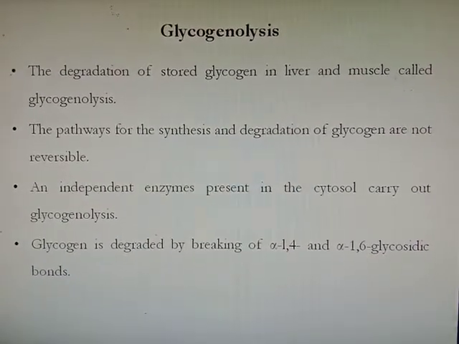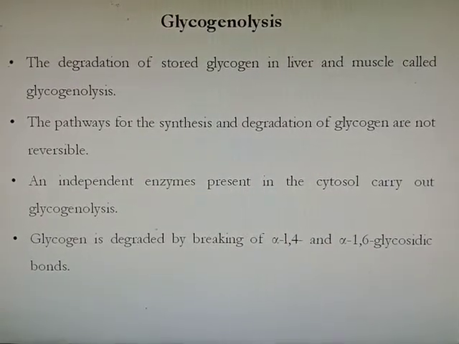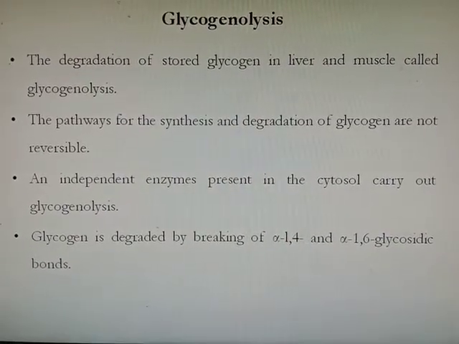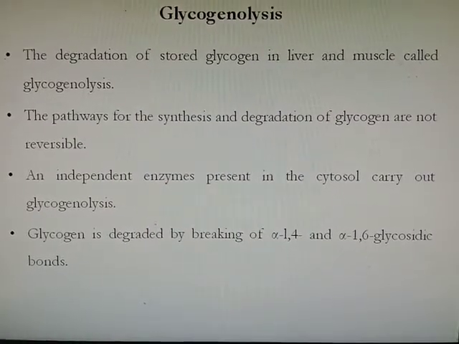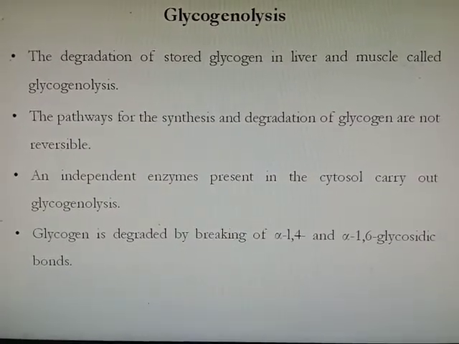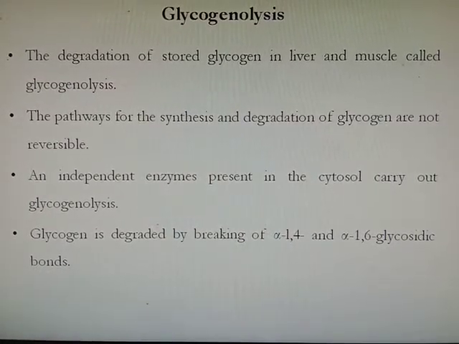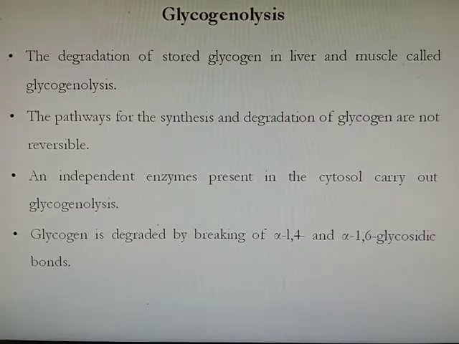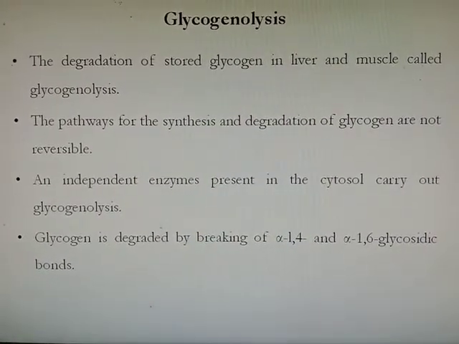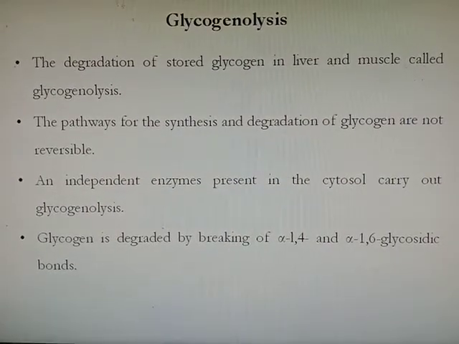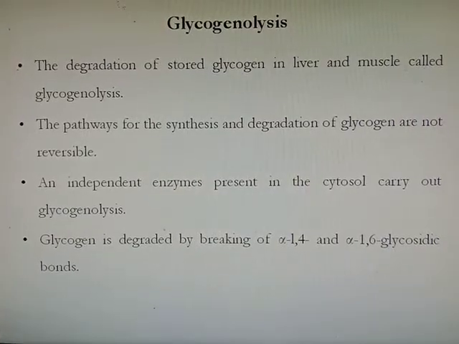The degradation of stored glycogen in liver and muscle is called glycogenolysis. The pathways for the synthesis and degradation of glycogen are not reversible. An independent enzyme present in cytosol carries out glycogenolysis. Glycogen is degraded by breaking alpha 1,4 and alpha 1,6 glycosidic bonds, which are formed by branching enzyme and alpha 1,4 glucosyl transferase.